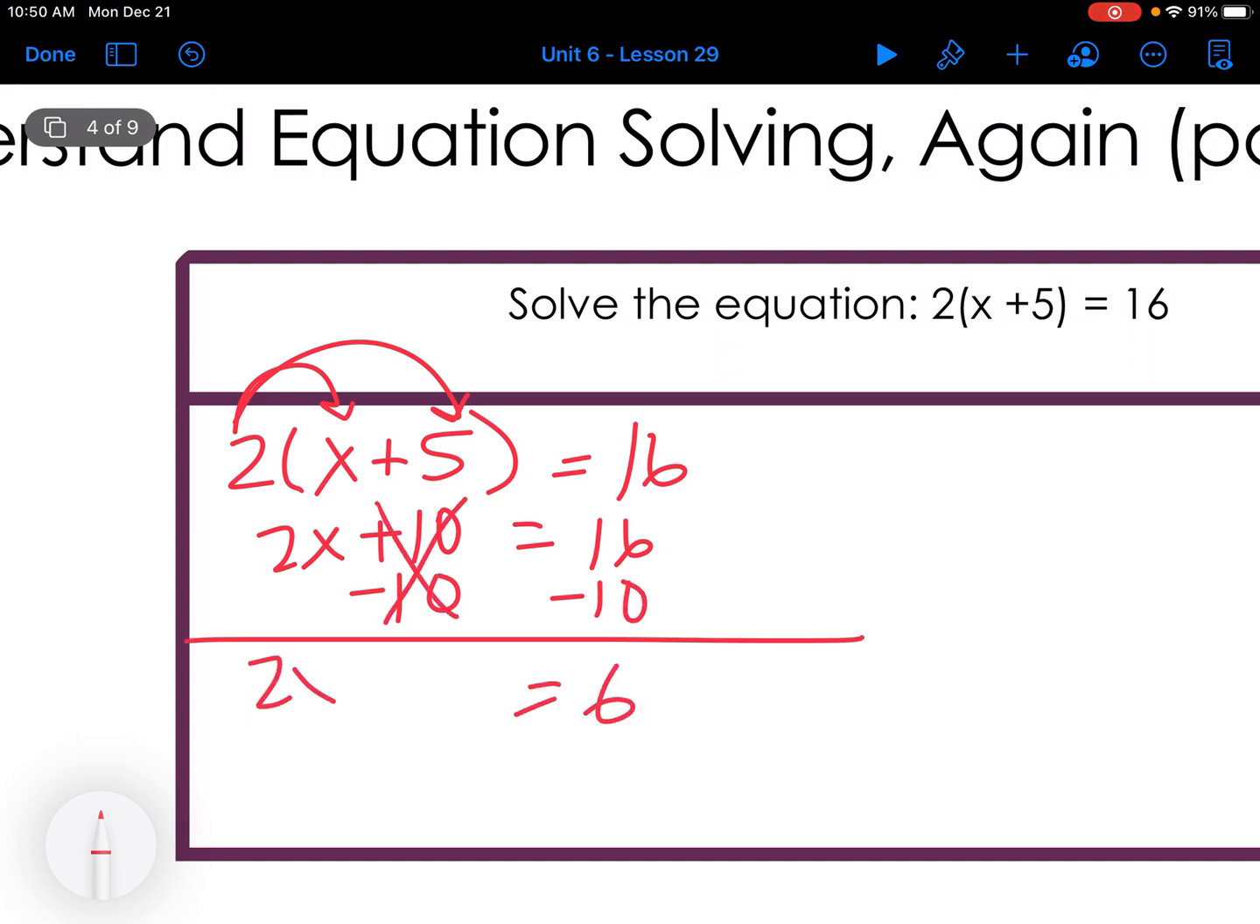And I'm left with 2x equals 6. So now I'm going to divide by 2 on each side because I want to figure out what the value is for one of the weights, one of the x's. So I get 3.